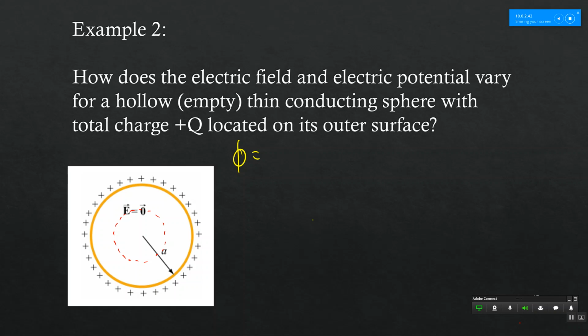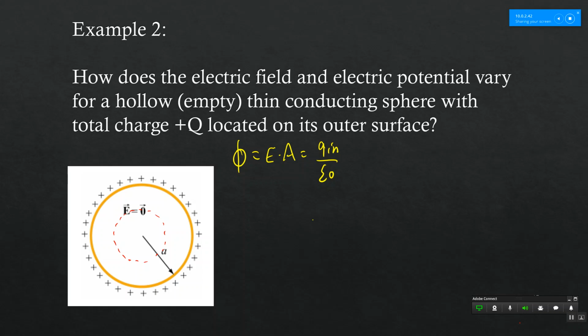But why? What are the two parts of this? I'm just going to draw this. E times A is equal to Q inside over epsilon naught. How did you guys know that my flux was 0? The charge on the inside of my Gaussian surface is 0, right?